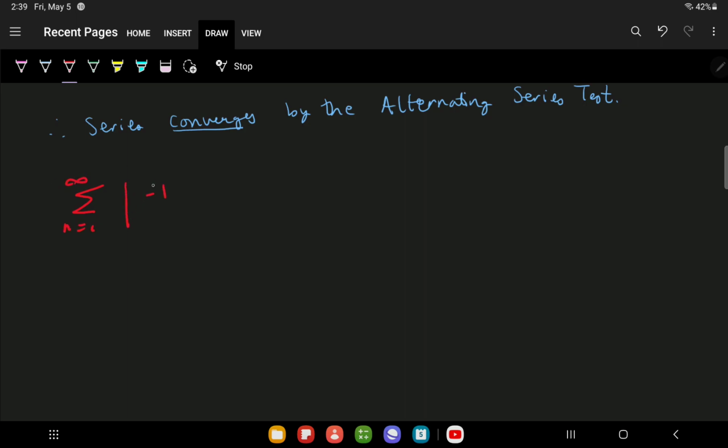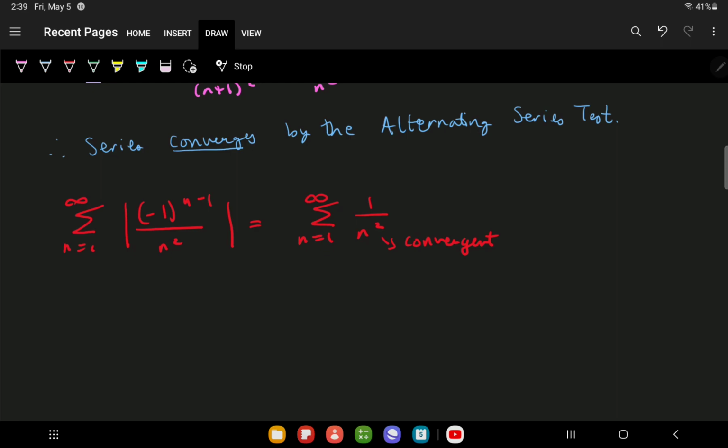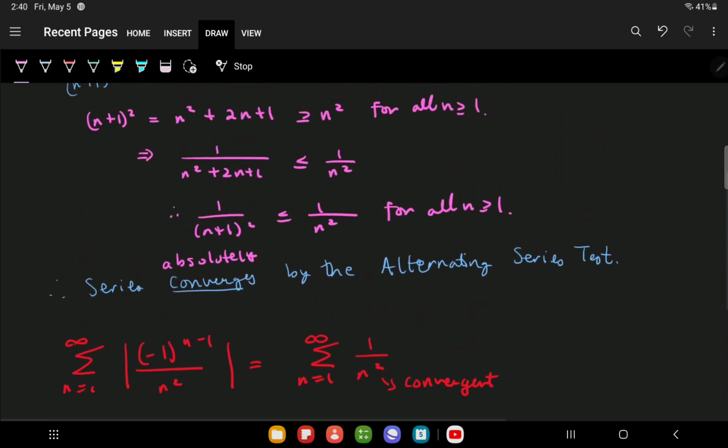we can show that the absolute value is just the sum of 1 over n squared. Since this is convergent by the p-series test, we can say that the alternating series is not only convergent, it is absolutely convergent. Now, if the absolute value were to diverge, but the alternating series were to converge, it would be called conditionally convergent.